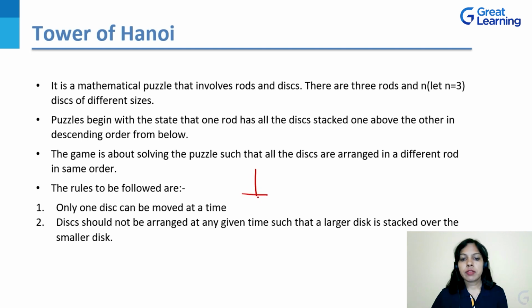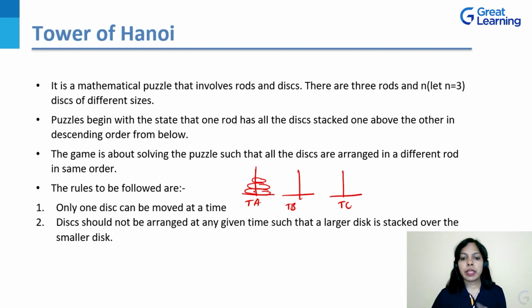So there are three rods. Let us represent them as tower A, tower B, and tower C. And there are three discs. As of now, I've taken n as three. So three discs of different sizes. Different sizes meaning the disc at the lower end will be the biggest disc, and the smallest one will be on the top, with the next bigger one after that, and the largest at the bottom. So this is how it will be arranged on any one of the rods or any one of the towers.